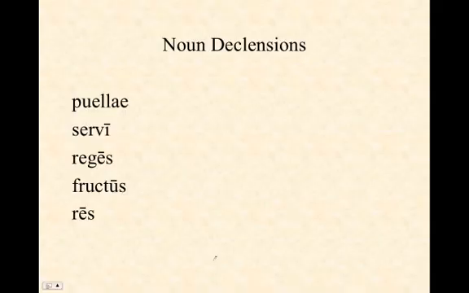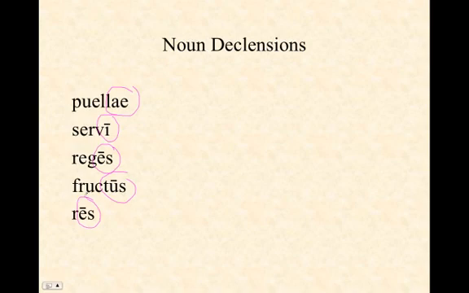This tutorial is an overview of the concept of noun declensions in Latin. Here you have 5 nouns. You'll notice that the endings are very different. These are all nominative plural nouns, and yet we have things like AE, long I, long ES, and long US.